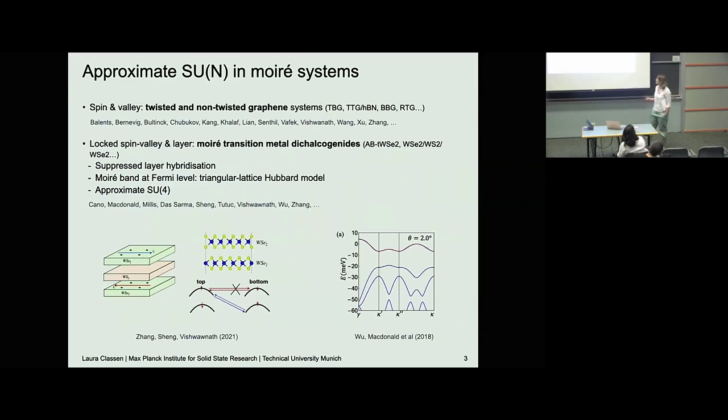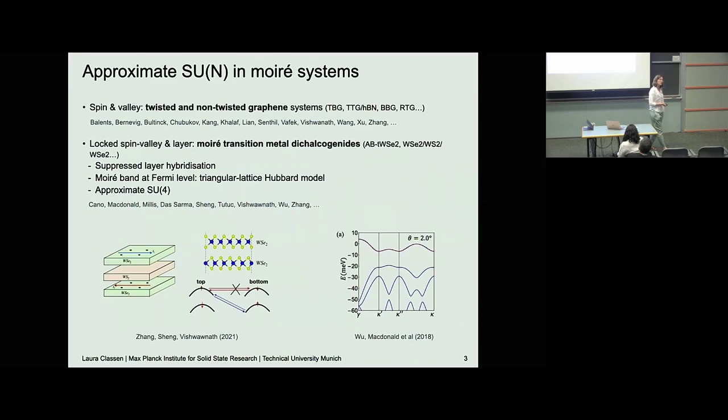And the proposal here is that if there's some mechanism by which we can basically reduce or turn off interlayer hybridization, for example, through AB stacking, so a 180-degree starting point, or some separating layer, that means layer remains a good quantum number, and then combined with the locked spin-valley degrees of freedom in that system, it gives us an approximate SU(4).